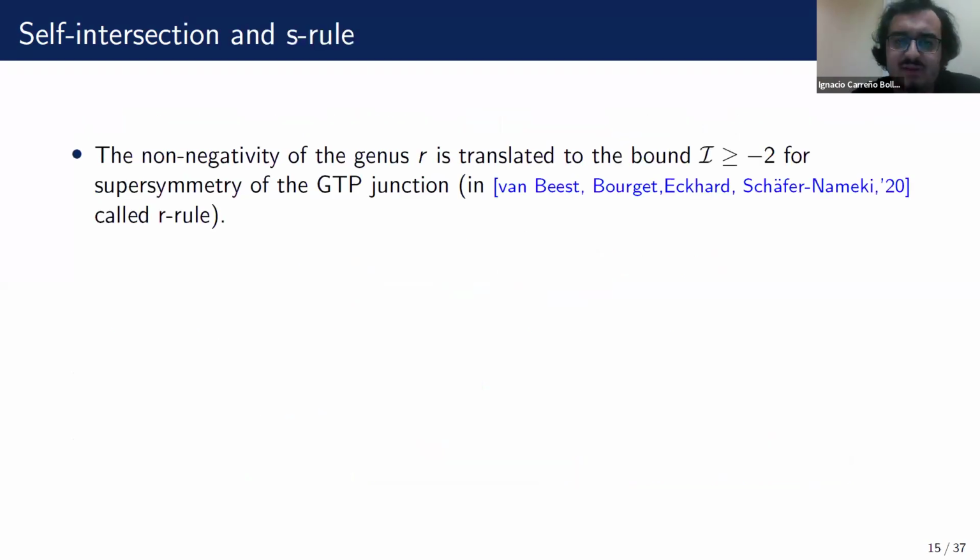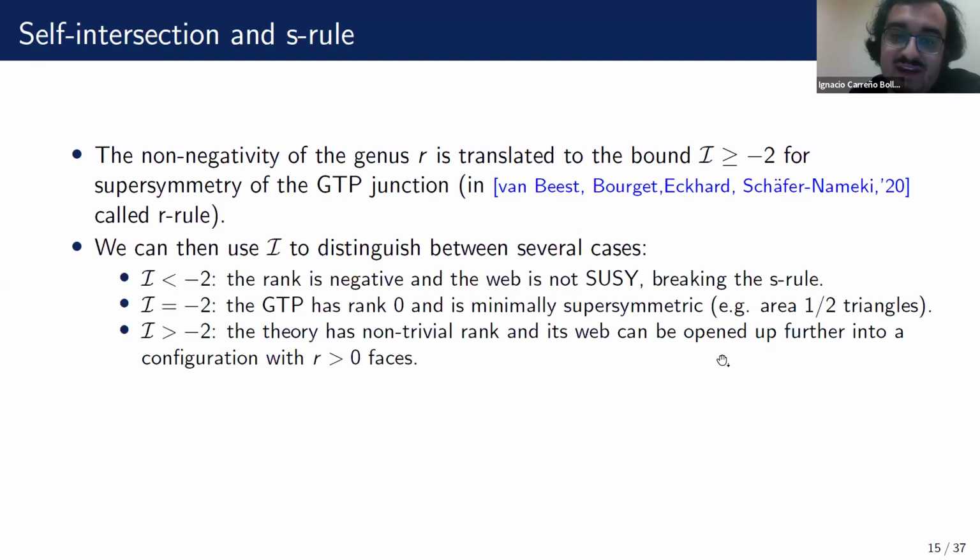Now, the non-negativity of the genus of the M theory curve is translated to the following bound for the self-intersection. It must be greater than or equal to -2 in order for the GTP to be supersymmetric, which sometimes in the literature is called the R rule, this condition. Now, we can distinguish between 3 cases. So for example, if I is less than -2, then the GTP is not supersymmetric and will break the S rule. If I is exactly -2, then the GTP has rank 0 and is minimally supersymmetric. So this is, for example, the case with area 1/2 triangles.